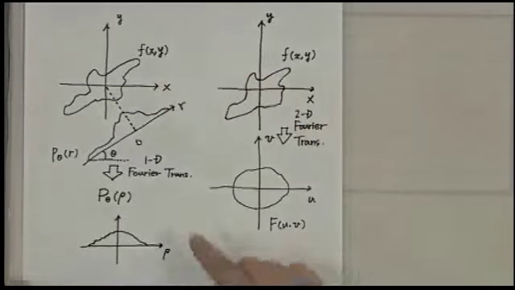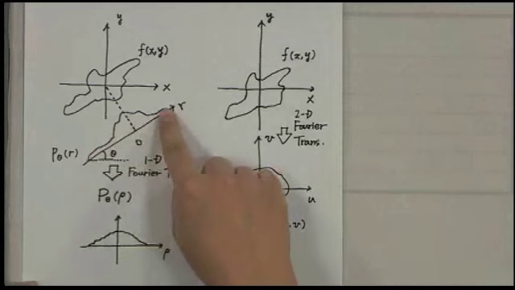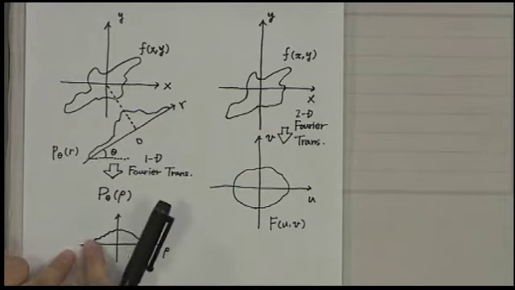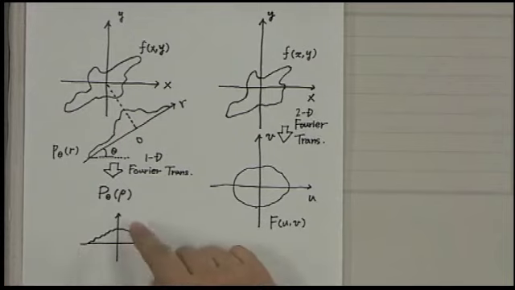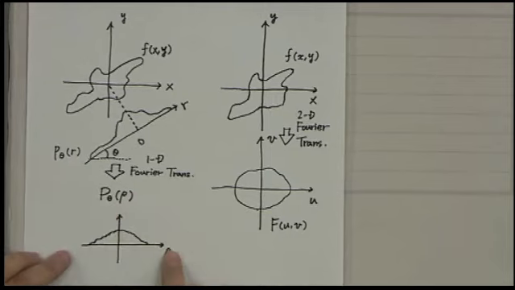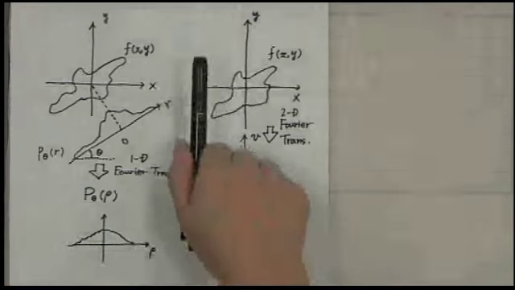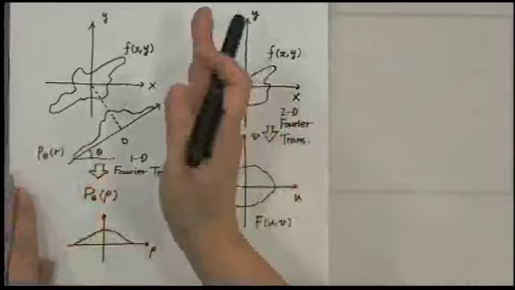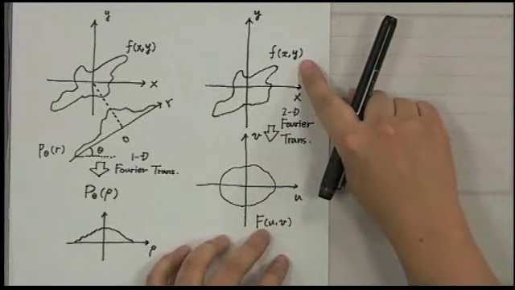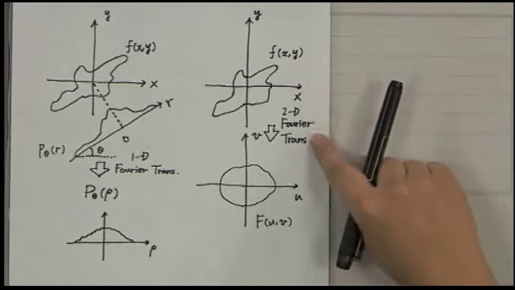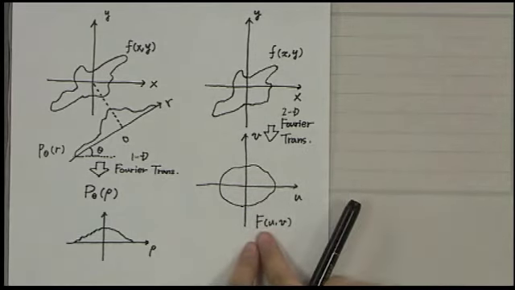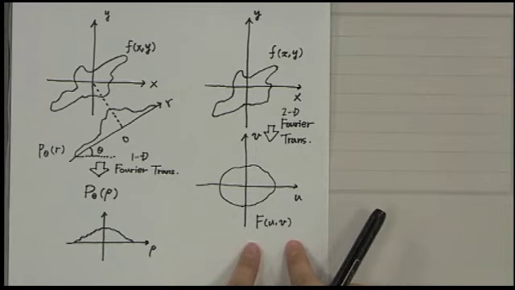And then we take a 1D Fourier transform of this signal. Then we will get some 1D signal, the Fourier transform of this, and it is denoted by capital P. In the meantime, let's forget about this. Let's go back to my original image, f x y. We take the 2D Fourier transform. Then we get some plot of F U V in the frequency domain.